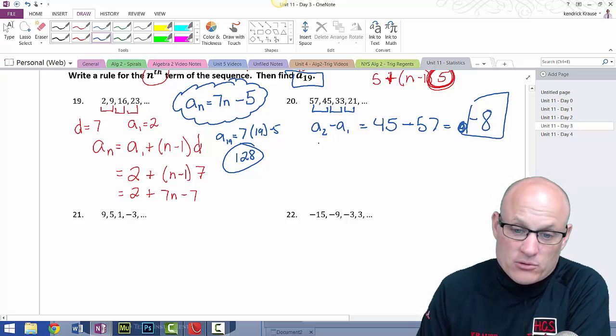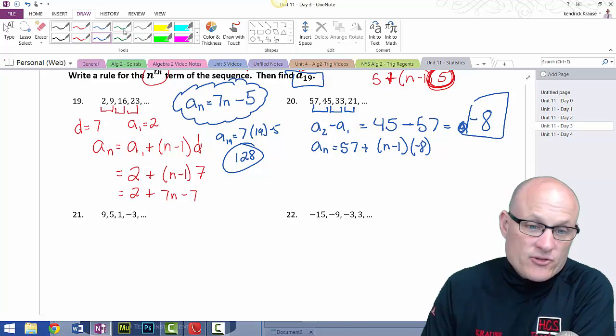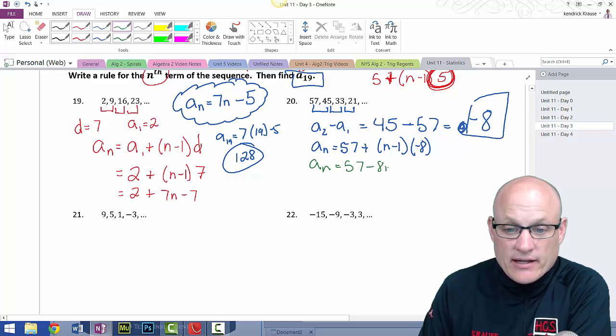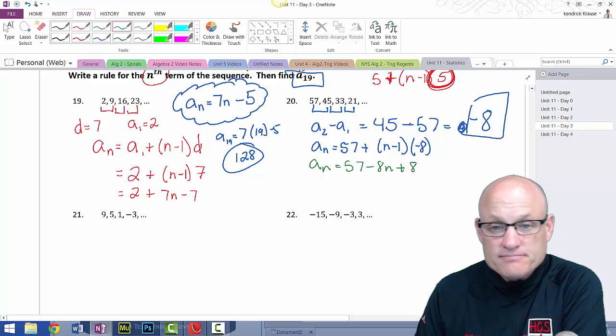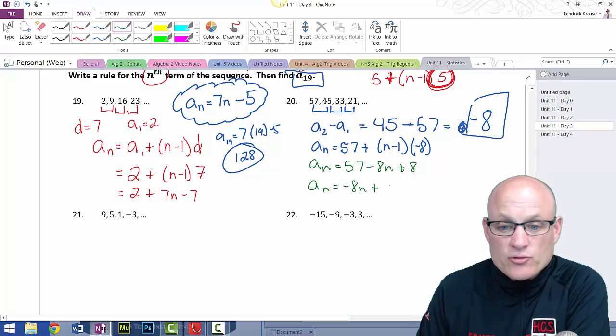So I'm ready for my rule. A sub n is equal to my first term, which is 57, plus n minus 1 times the common difference. If I distribute that common difference, I get a sub n is equal to 57 minus 8n plus 8. And I'm finally going to write it: a sub n is equal to negative 8n plus 65. And they want to know a sub 19. All right, I plug 19 in.